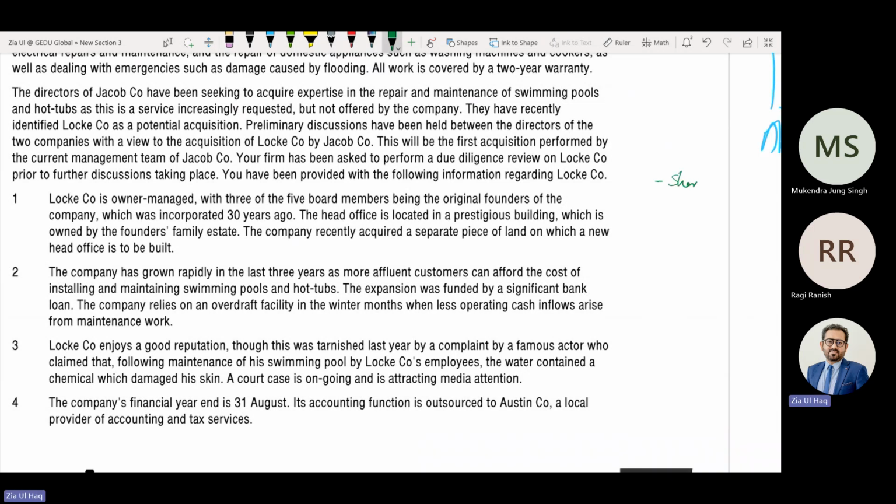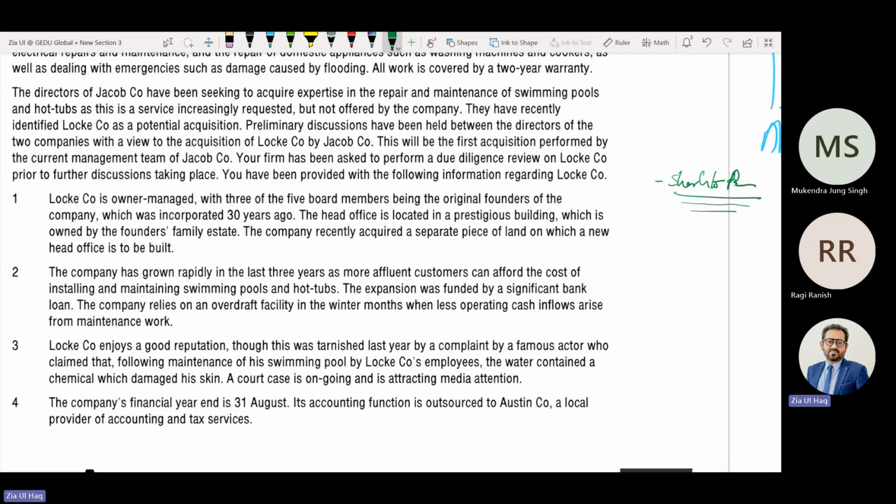Shareholder register. We need to get details about the shareholding, like who is the major shareholder, with whom we need to discuss the bid price. And why we want to see this document, we need to explain in English. No particular terminology is used. Simple. The head office is located in a prestigious building, which is owned by the founder's family estate.